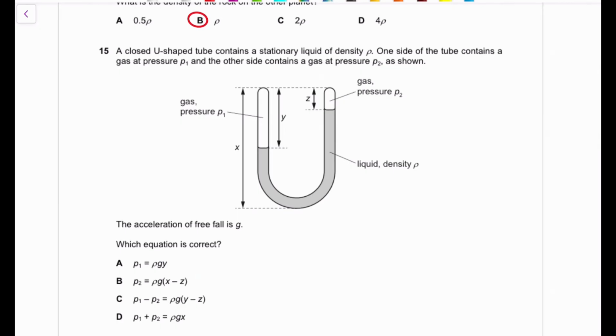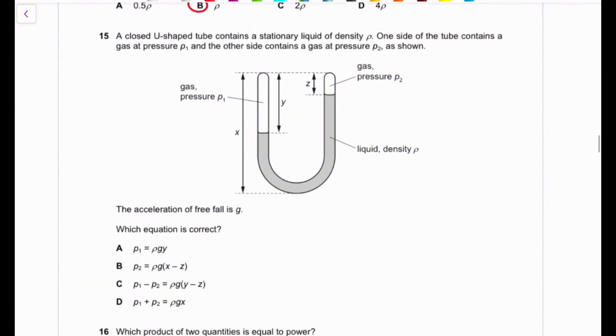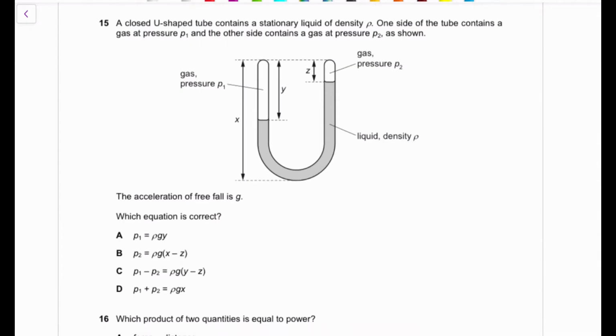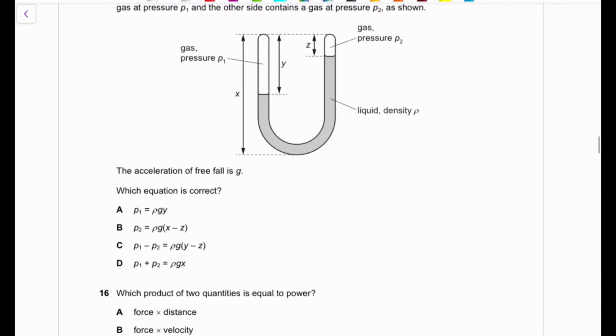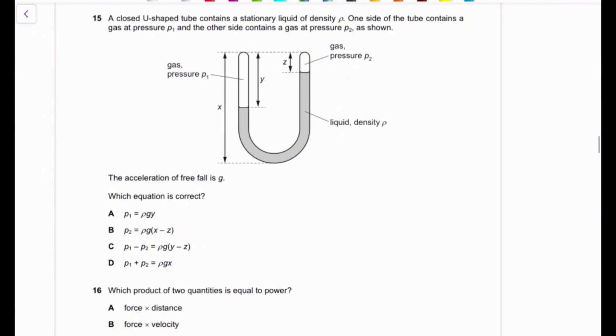We're given a closed U-shaped tube containing a stationary liquid of density rho. One side of the tube contains a gas of pressure P1 and the other side contains a gas of pressure P2 as shown. Given the acceleration of free fall, which equation is correct? Let's consider this point A. We'll divide our manometer into two different portions, the left and the right.